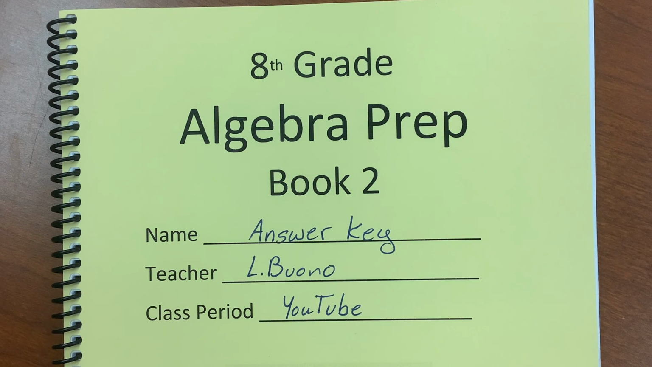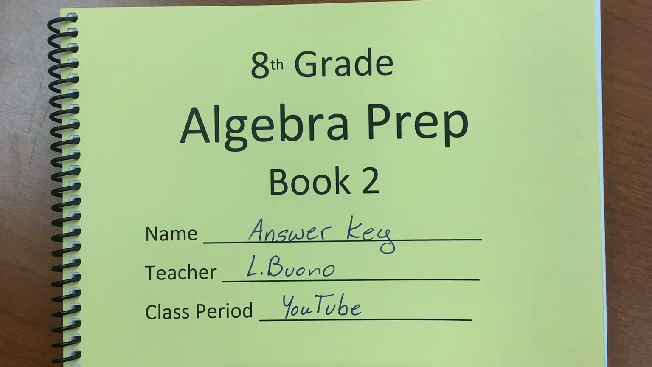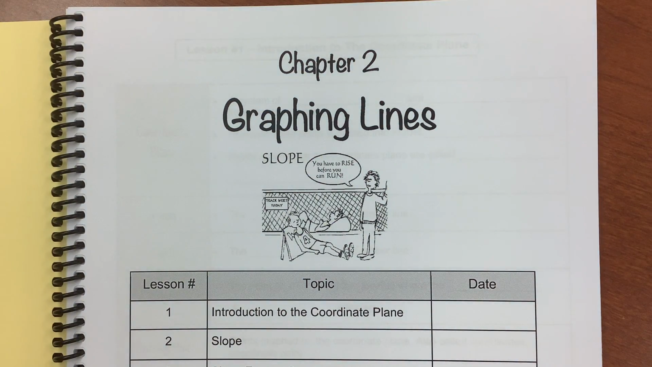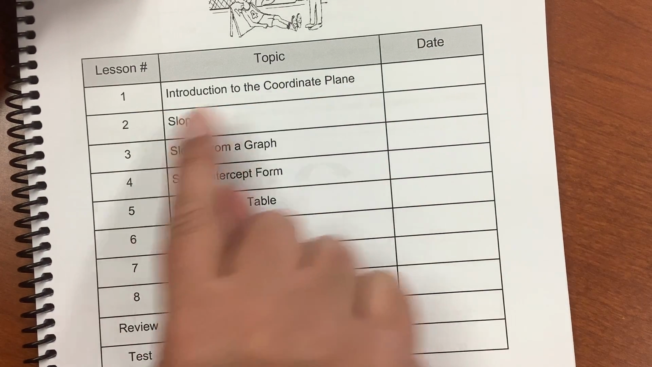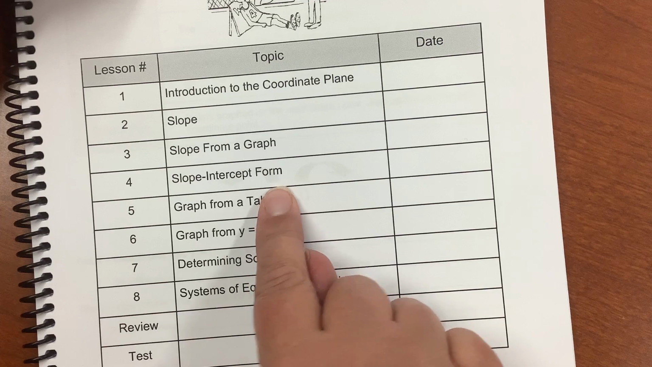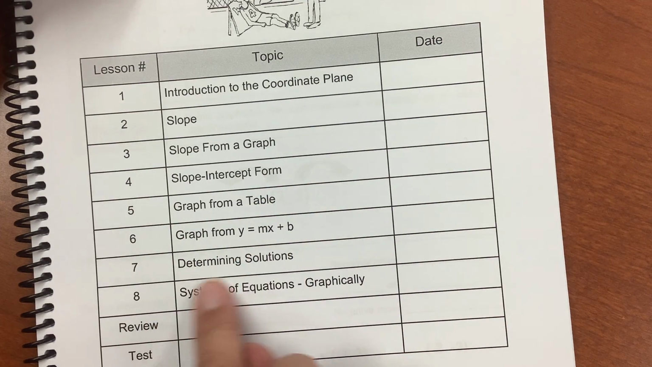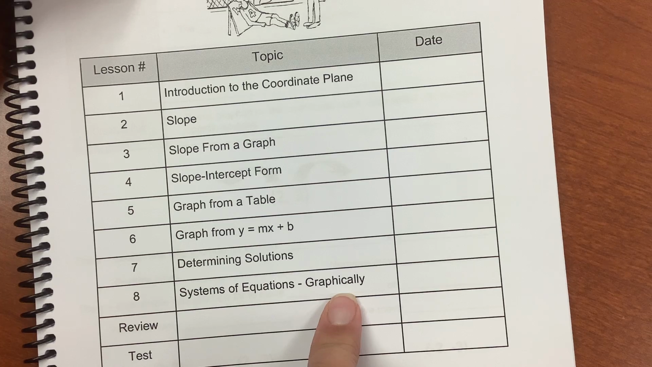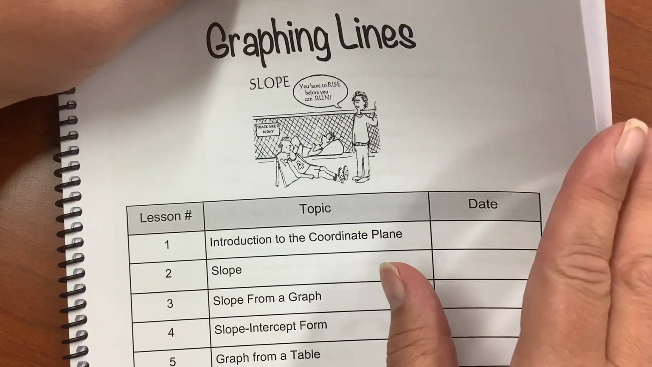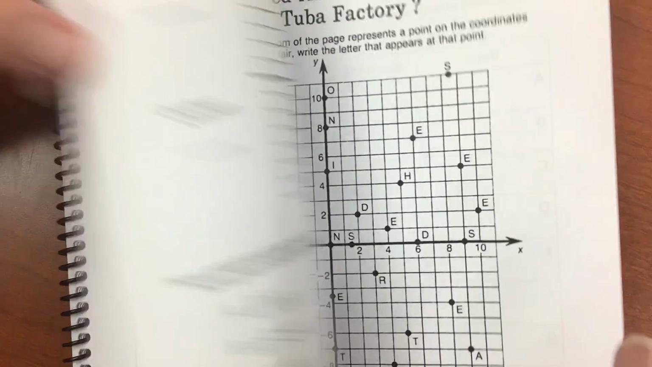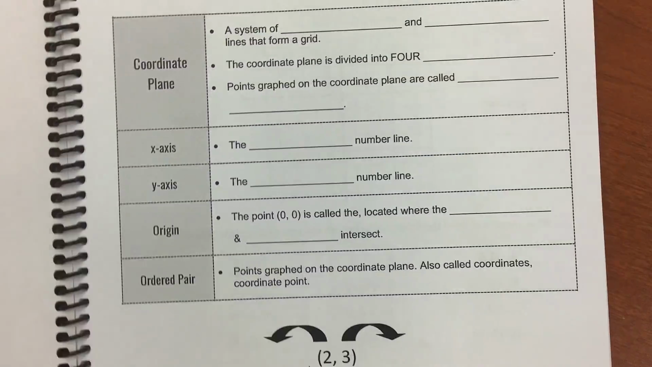Bono. We are in Book 2, and it doesn't say it on the cover. The class is Algebra Prep. The book is actually going to start with graphing lines. So let's get ready to graph some lines. Here's all the different lessons we're going to go through. Coordinate plane, slope, slope from a graph, slope intercept, graph from a table, graph from a line, determining slopes, and the system of equations graphically. So we've got a lot to cover. Let's get started. Lesson 1, Introduction to the coordinate plane.